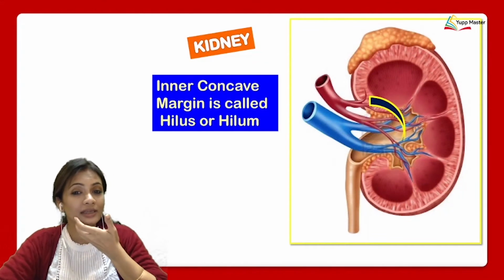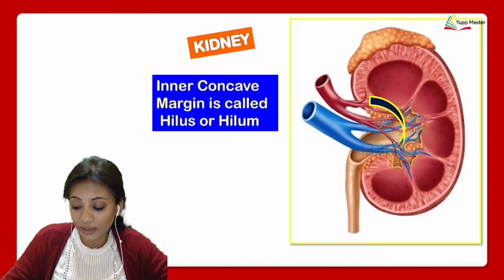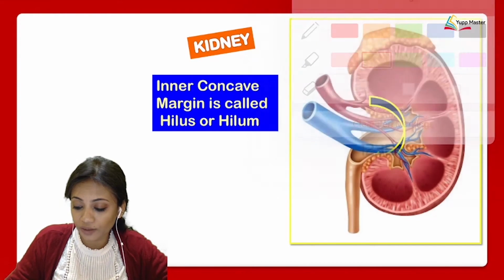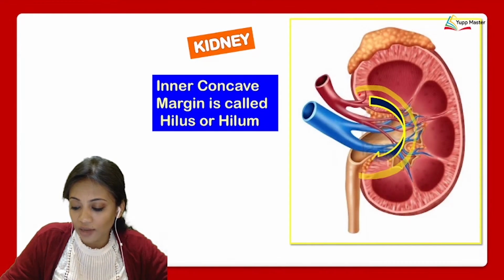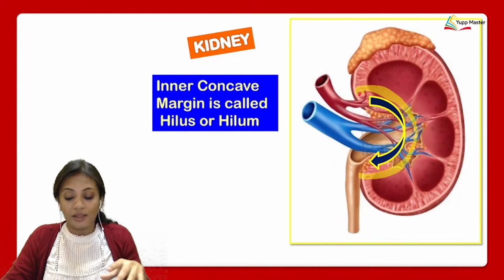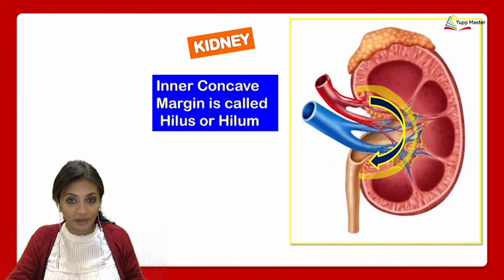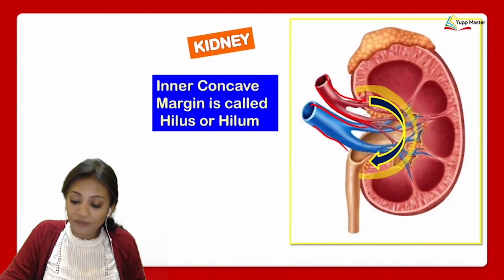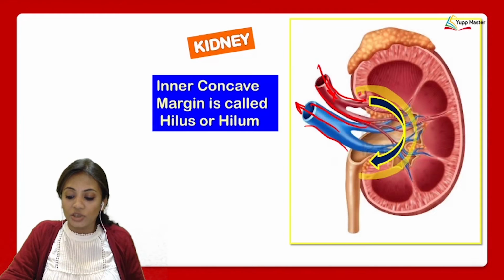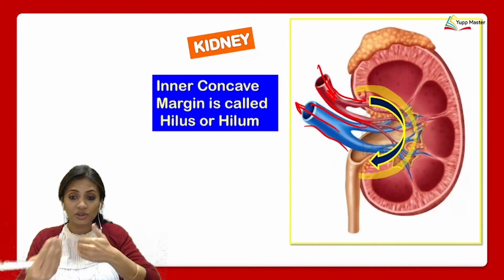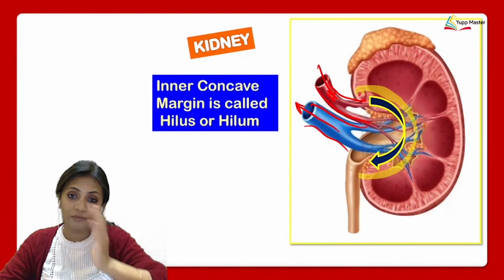Everyone focus here. Kidneys, when you see one kidney, can you see this inner margin over here? Okay, this margin that you're seeing here. Can you see that through this margin, you can see these arteries coming in. These are the renal artery coming in. You can also see the renal vein going outwards. Okay. So, all this communication is happening through this inner concave margin.